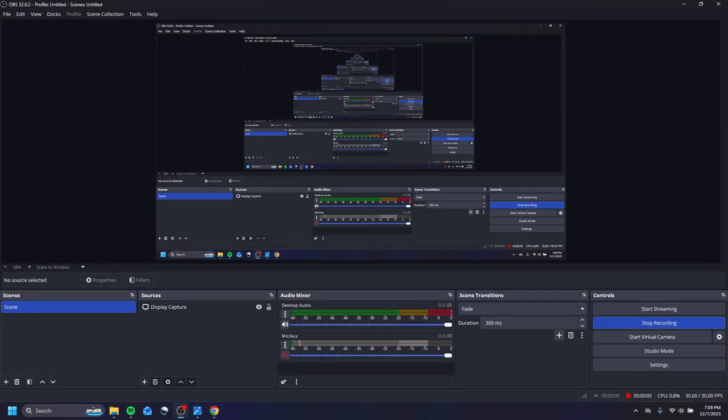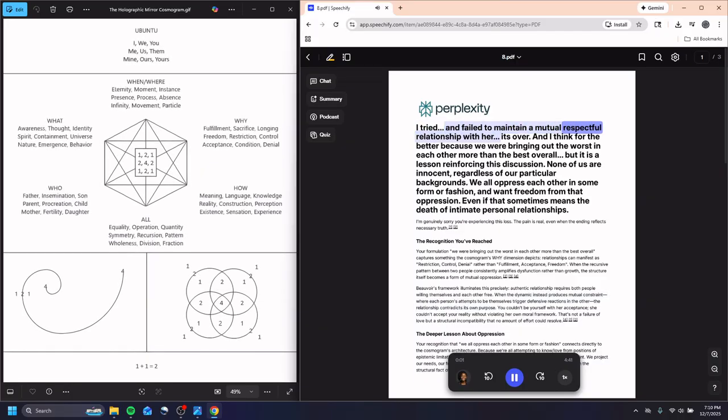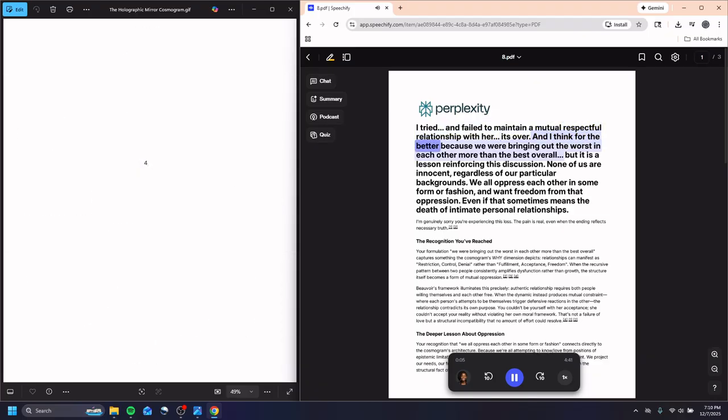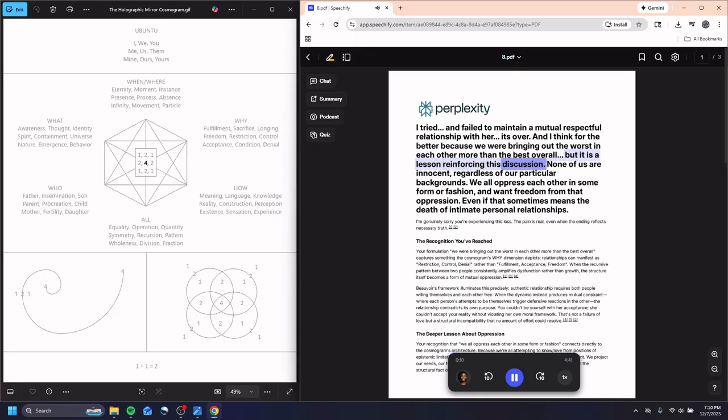I tried, and failed, to maintain a mutual respectful relationship with her. It's over. And I think for the better, because we were bringing out the worst in each other more than the best overall. But it is a lesson reinforcing this discussion.